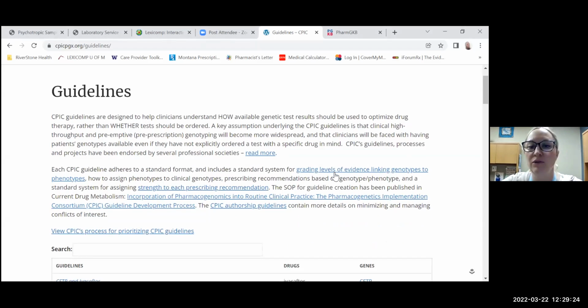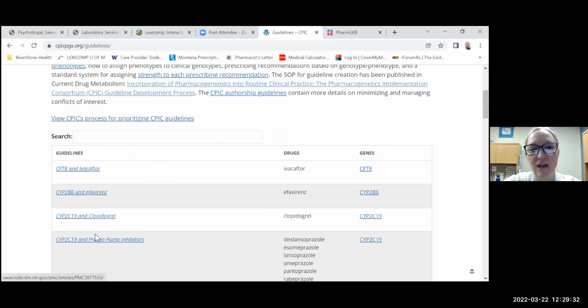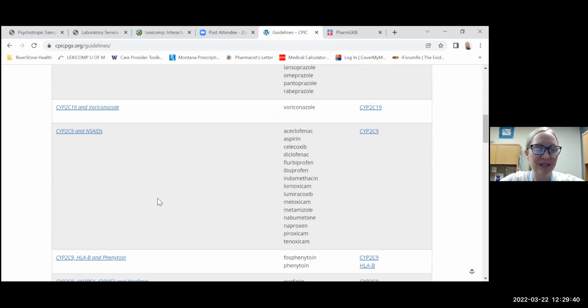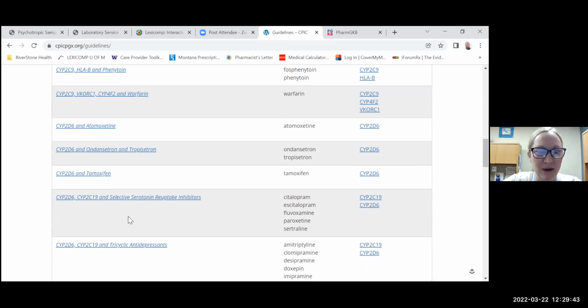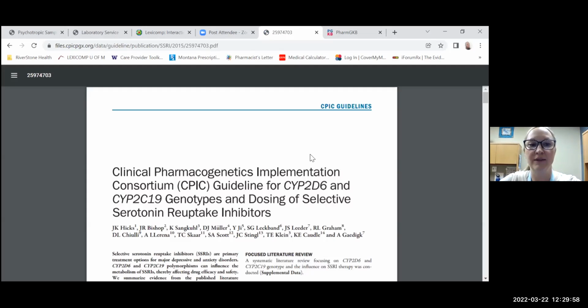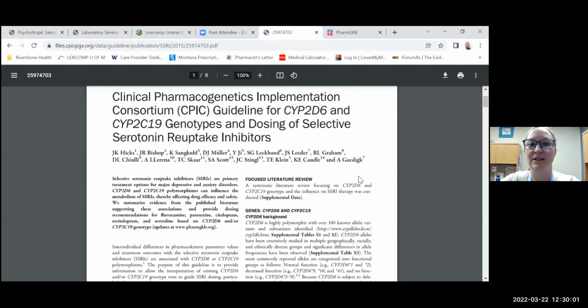So if you want to review the levels of evidence and strengths of action that I've already kind of reviewed last time, you can click here. There's a ton of information. You can scroll down. I find Control F is very easy to navigate these websites. But the CYP2C19 and 2D6 SSRI guidelines are halfway down the page right here. And then it'll show you the medications associated. If you click here, is that changing? Oh, you're on the website. Okay. And you click here, and this is the CPIC guideline for 2D6 and 2C19 genotyping.